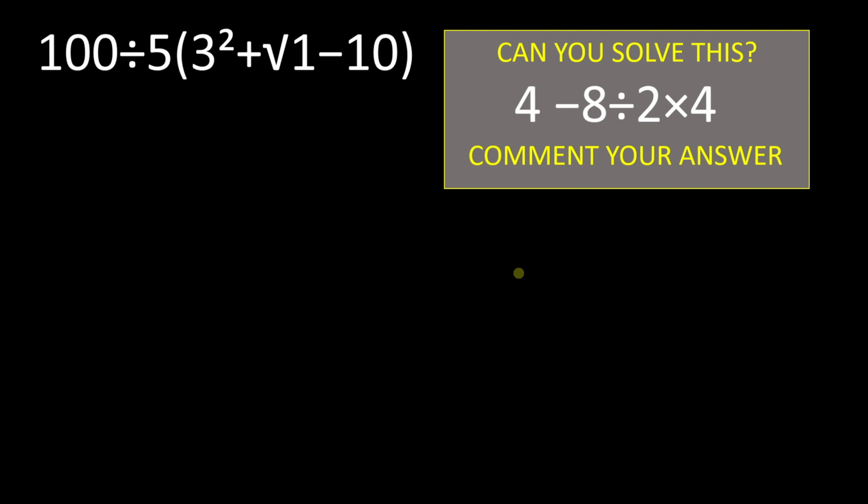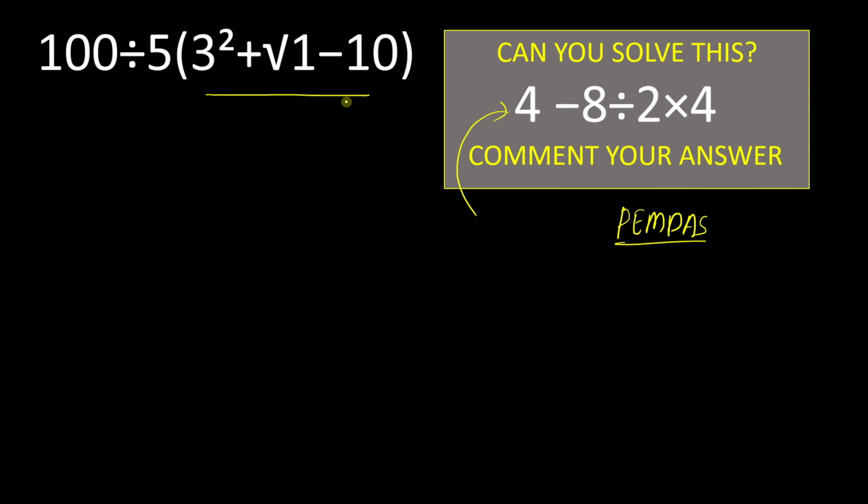Okay, time's up. If you have already solved this, then try to solve this simple math question. I will solve later after this question. So here we have 100 divided by 5 parenthesis 3 square plus root over 1 minus 10. And we will follow here order of operations.